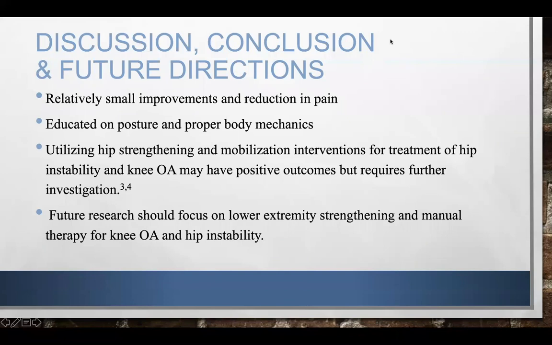Although the patient showed relatively small improvements, he reported a reduction in difficulty and pain during his work and daily living activities throughout the 6-week rehabilitation process. The patient was educated on his posture and proper body mechanics, which may have contributed to his reduction in radiating hip and knee pain. Utilizing hip strengthening and mobilization interventions for treatment of hip instability and knee OA may have positive outcomes, but requires further investigation. Future research should focus on lower extremity strengthening and manual therapy for knee OA and hip instability.